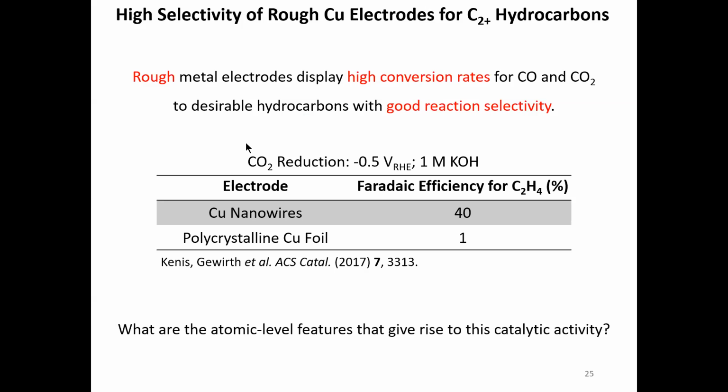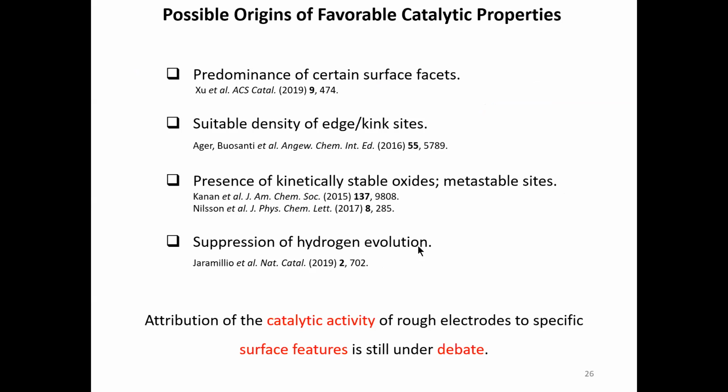This is work by Kenneth and Wirth and co-workers who carried out the electrochemical reduction of CO2 under the conditions listed here. They found that their rough copper nanowires produce ethylene at a Faradaic efficiency of about 40% in comparison to polycrystalline copper foils, which only exhibit a Faradaic efficiency of 1% under the same reaction conditions. Now, the desirable catalytic properties of rough copper electrodes certainly arise from a combination of different reasons. However, the atomic level surface morphology is certainly a critical component that brings about this desirable product spectrum. However, attributing specific atomic level features to the desirable catalytic activity is very challenging.